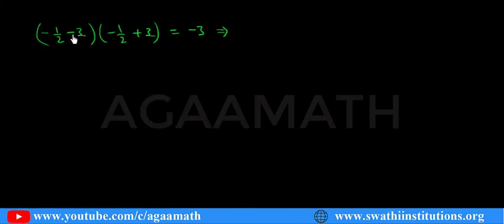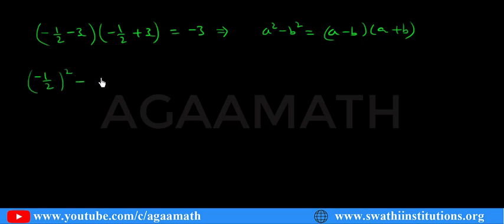Now, if you observe, this is in the form of a minus b times a plus b, which is nothing but a square minus b square. It means I can write this as minus 1 by 2 whole square, a square, minus b square, which is equal to minus 3. Now if you simplify this, we get 1 by 4 minus z square is equal to minus 3.